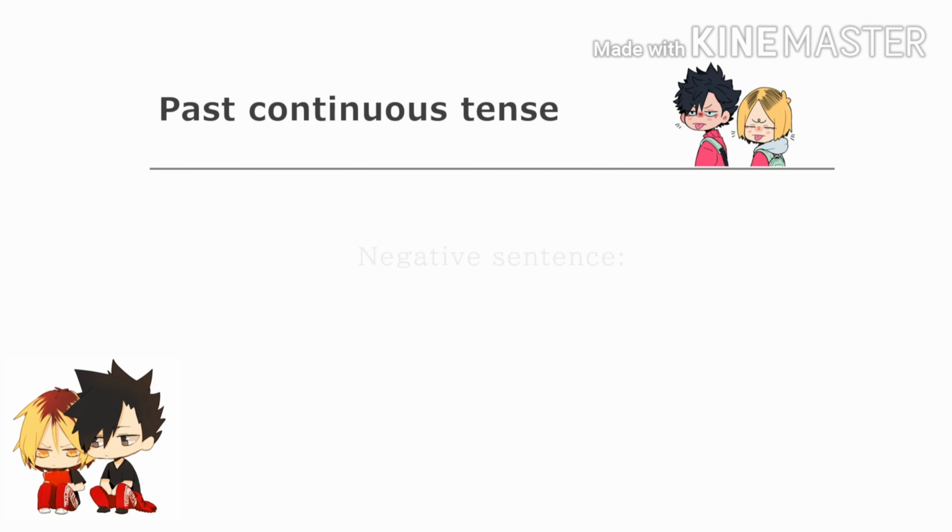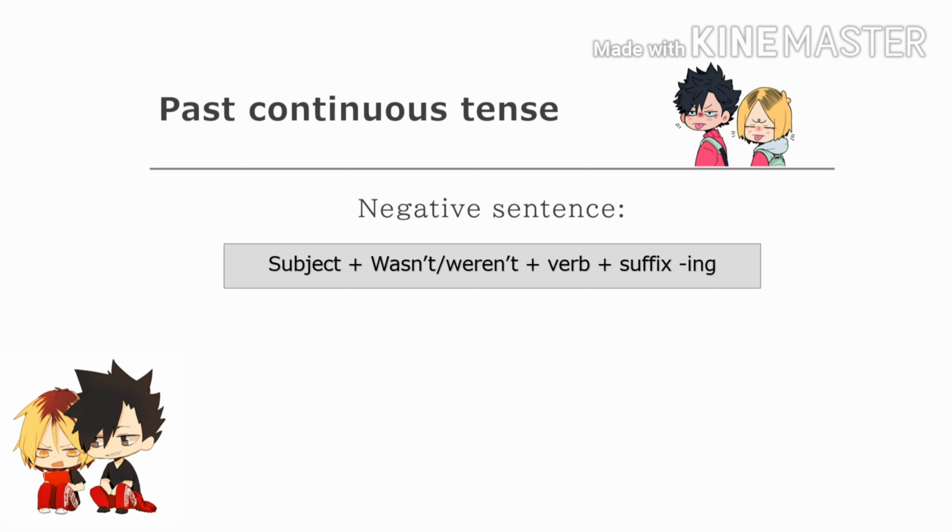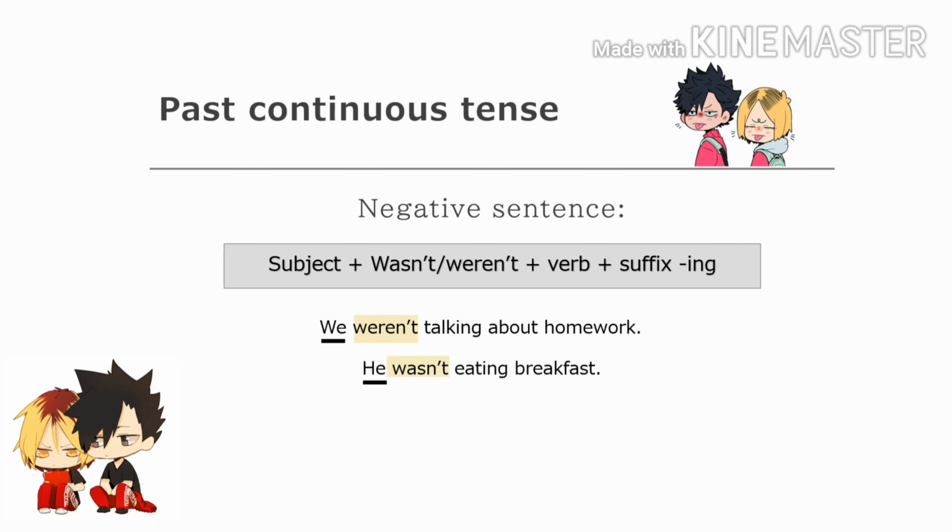Past continuous tense in the negative sentence. Now the form would be subject plus wasn't or weren't plus verb plus suffix ing. We weren't talking about homework. He wasn't eating breakfast. We and he here are the subjects, while both of them would use either weren't or wasn't. Lastly, talking and eating are the verbs.